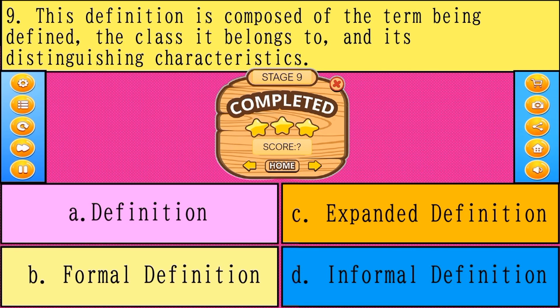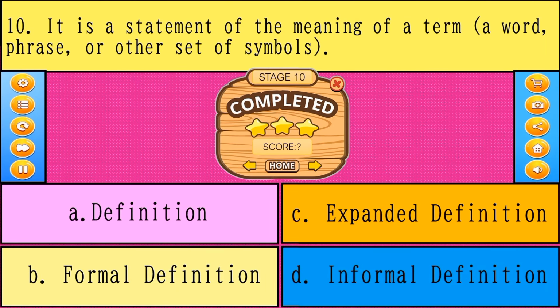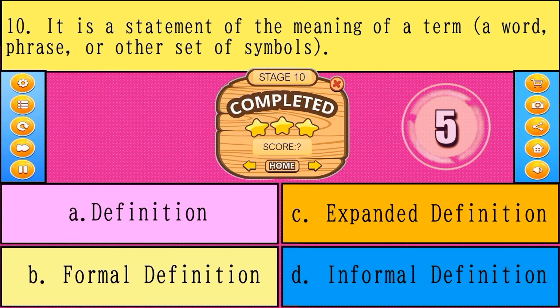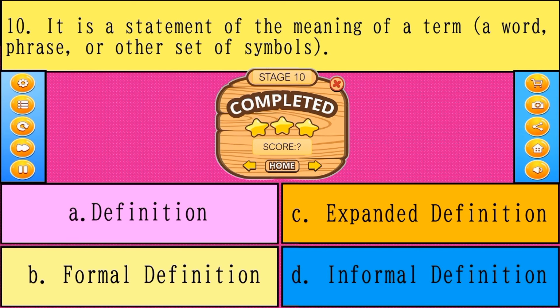Answer is B. Formal definition. Number 10. It is a statement of the meaning of a term, such as a word, phrase, or other set of symbols. Answer is A. Definition.